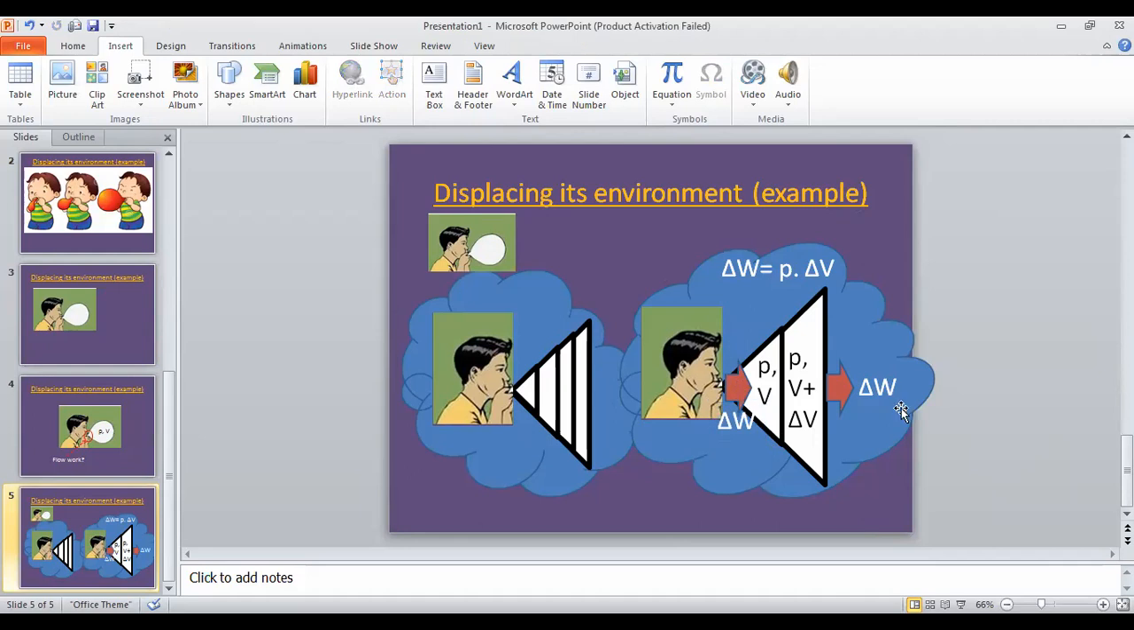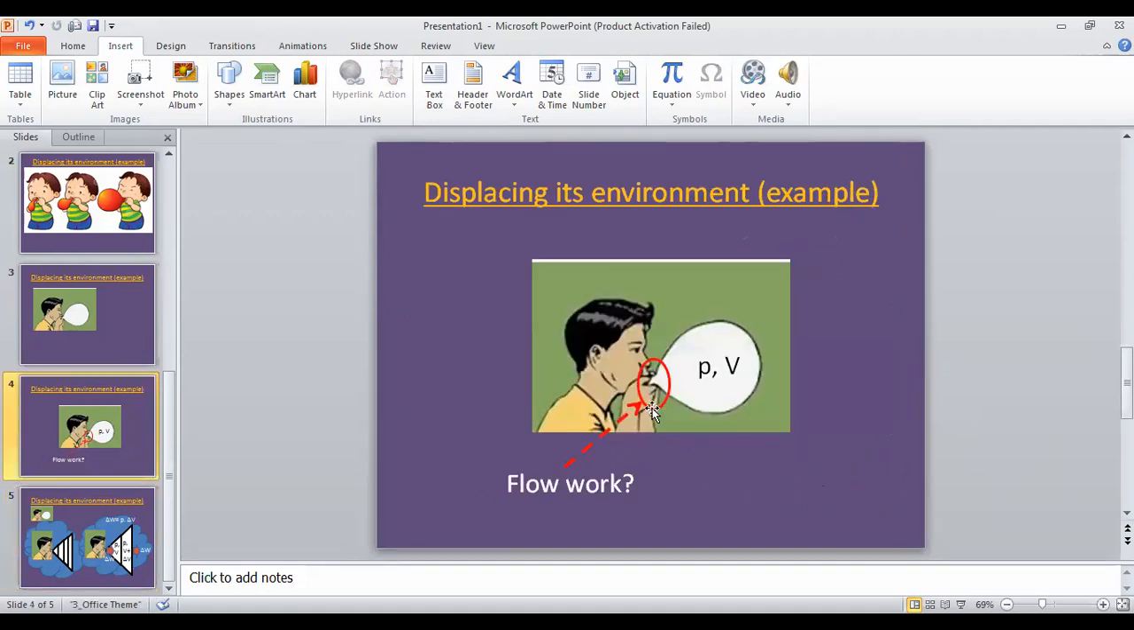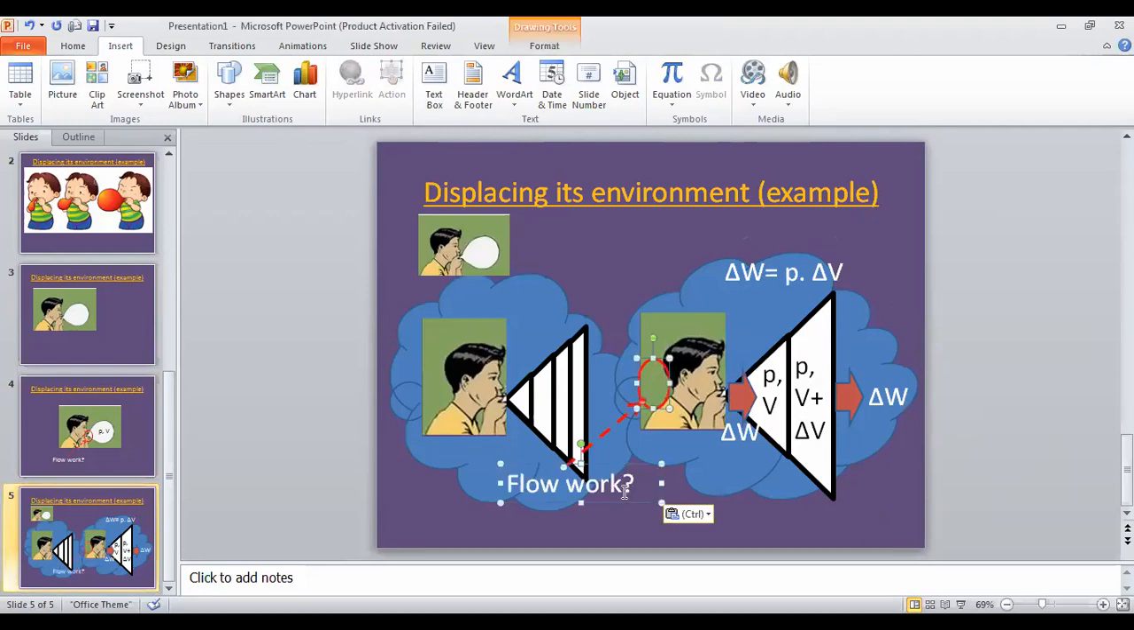So this boy blew in some air into the balloon. And this flow-in comes with work done on the flow. So this is something related to flow work. It's interesting. Flow work. Delta W.